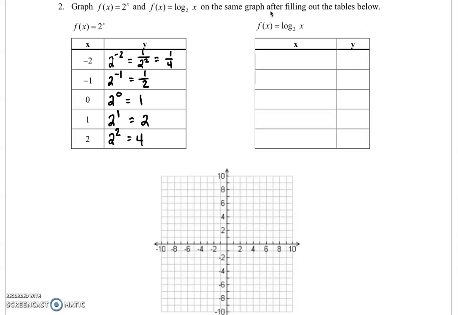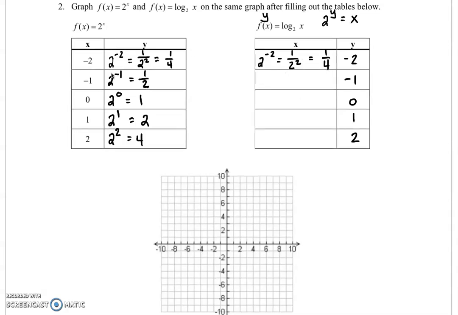Okay, let's rewrite f of x equals log base 2 of x as an exponential. And remember, f of x is the same thing as y. So we have 2 to the y equals x. So our y values, let's just pick the same things we used as x on the previous table. So when y is negative 2, x is 1/4.